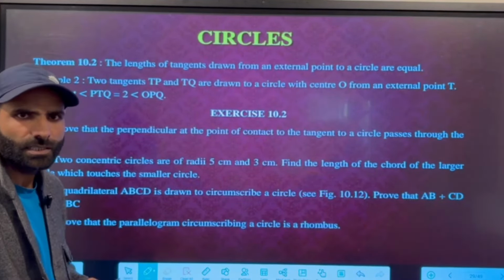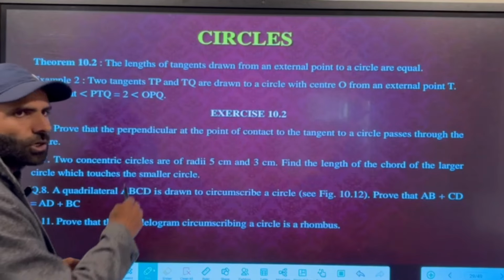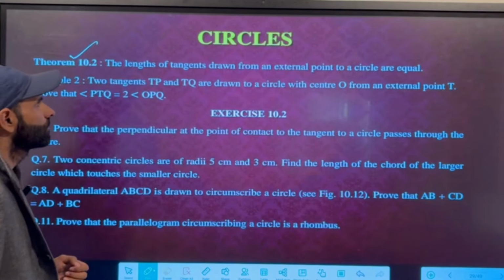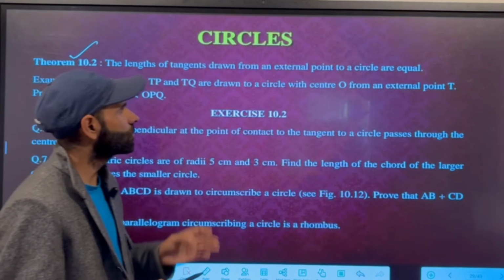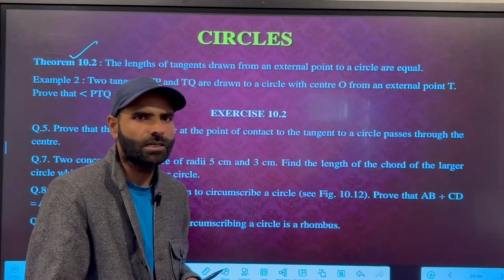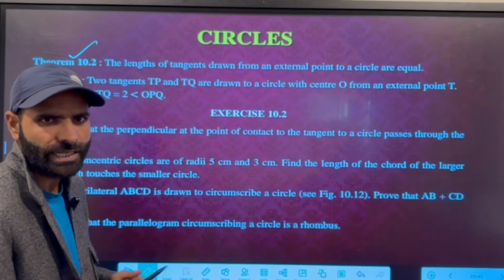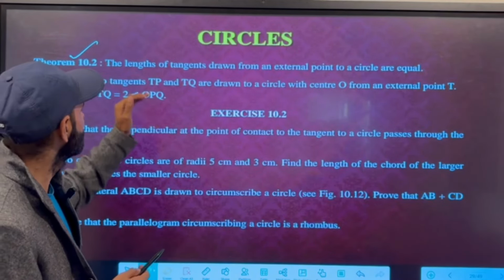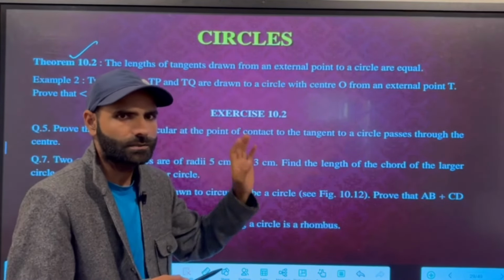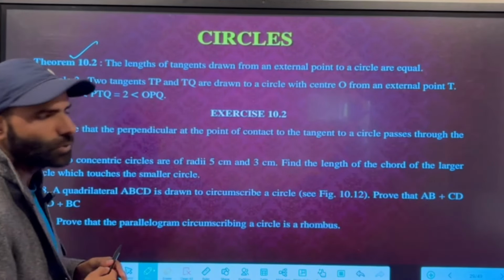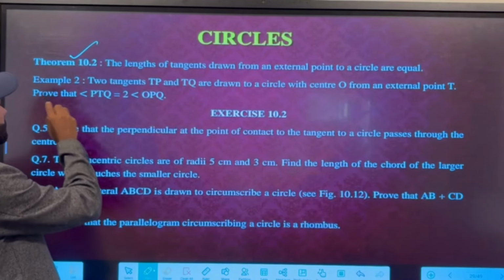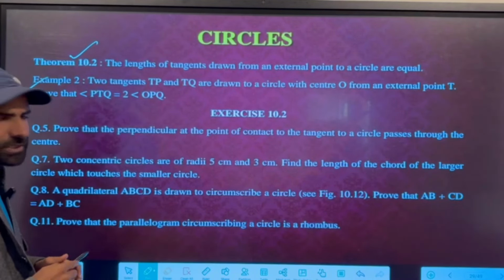Chapter next, circles, we have theorem 10.2. The lengths of tangents drawn from an external point to a circle are equal. You know that from an external point only two tangents can be drawn. We need to show that their lengths are equal. This is theorem 10.2. And example 2 is very important.